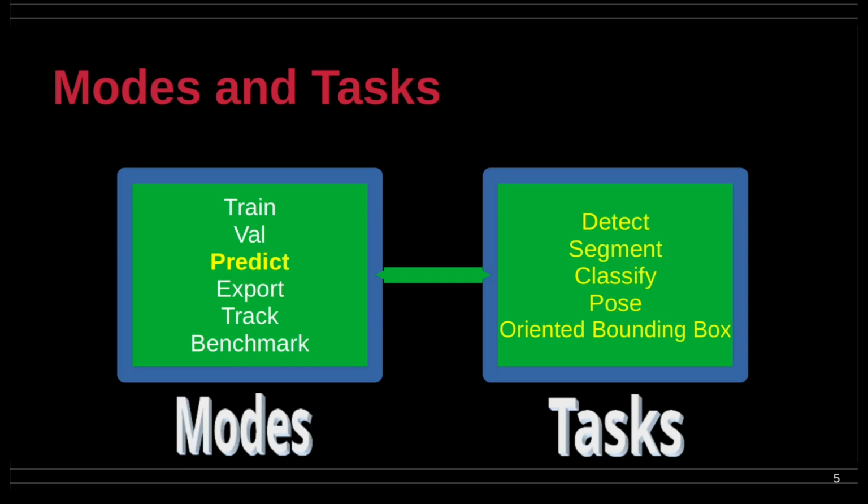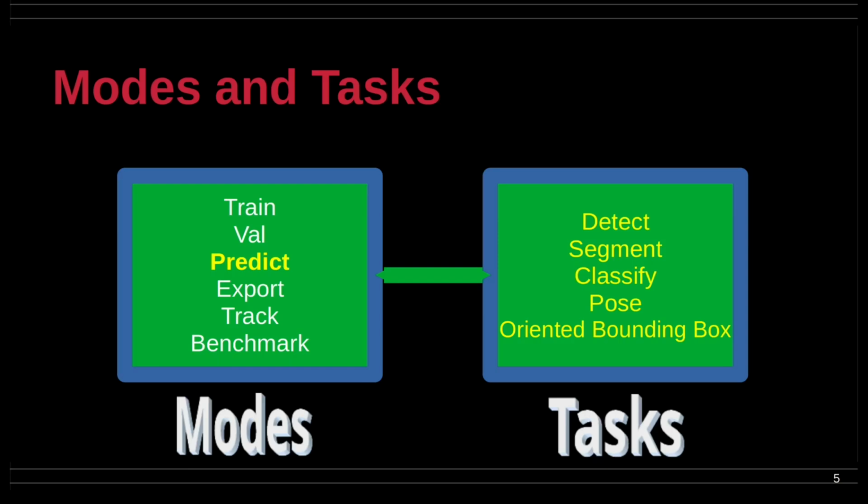YOLO uses the term modes to categorize the phases in the life cycle from collecting and labeling data to training and eventually onto deployment. Each phase in the list of modes is a natural progression as shown on the slide.